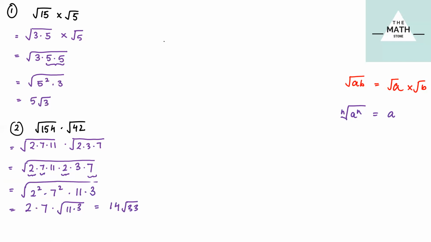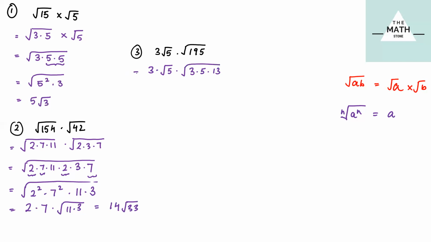Let's take one last question. Let's say we have to simplify 3 root 5 times the square root of 195. We'll do the same thing. We will find the prime factorization of each radicand. So this is 3 times the square root of 5, and the prime factorization of 195 is 3 times 5 times 13.